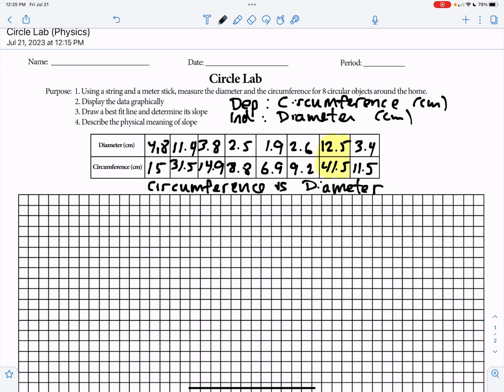What that means is on the x-axis, I'm going to go to a number slightly larger than 12 and a half, 13, 14, 15 maybe. On the y-axis for circumference, I'm going to go slightly larger than 41 and a half, 42, 43, 44, 45, maybe 50. We're not going to go super high, and we're definitely not going to be below that, but you're going to a number slightly higher than that largest data.